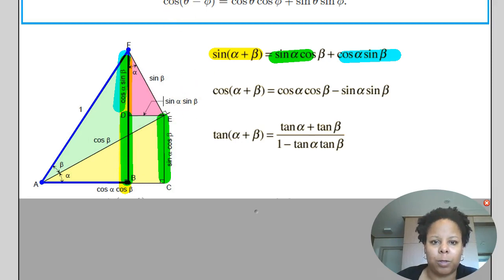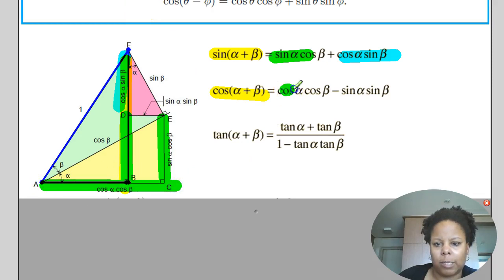Similarly, we do the same thing with the cosine of alpha plus beta. And that's equal to the whole length of AC minus the length of AB. And the length of AC, the whole thing, is cosine alpha, cosine beta. And the length of the piece that we subtract from it is this sine alpha, sine beta.